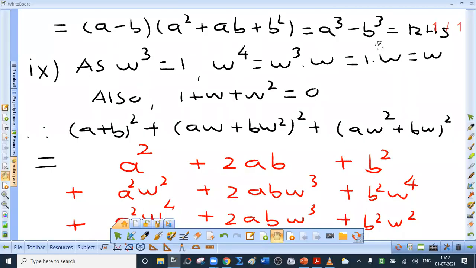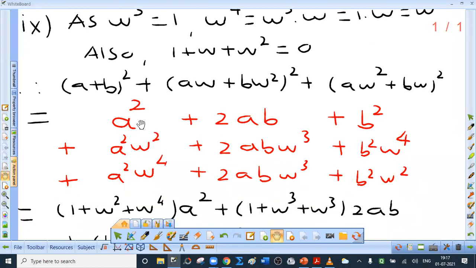Now ninth one, prove that (a plus b) square plus (a omega plus b omega square) square plus (a omega square plus b omega) square equal to 6ab. I have written this in the beginning only. You may opt to write this afterwards, one and the same thing. Now, what is (a plus b) square? A square plus 2ab plus b square.